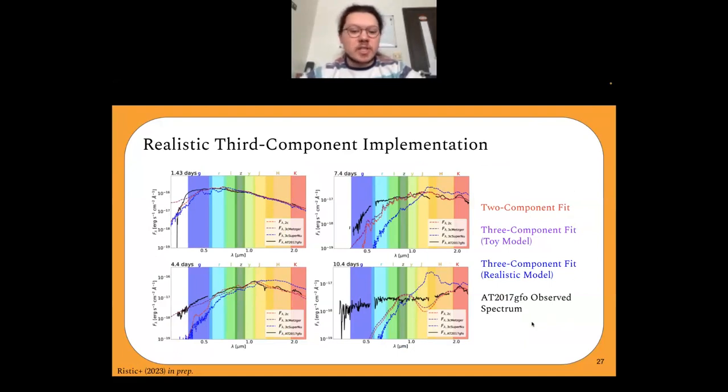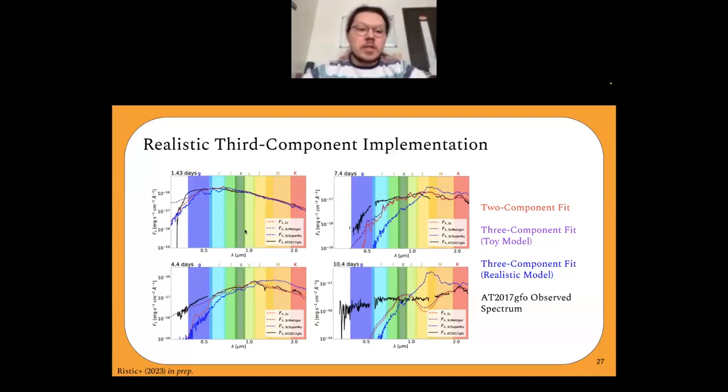In black, we have the observed AT2017gfo spectrum. In red, we have our initial two-component fit, for which we used the same approach as with the light curves. We have our three-component fit using the toy model, which, remember, is unrealistic, because we just added it simply to the two-component spectrum. And then the most realistic case of the three-component implementation is this realistic model, where we ran it alongside the initial two components in the same radiative transfer simulation and got all the physics effects that would be involved with including all three components.